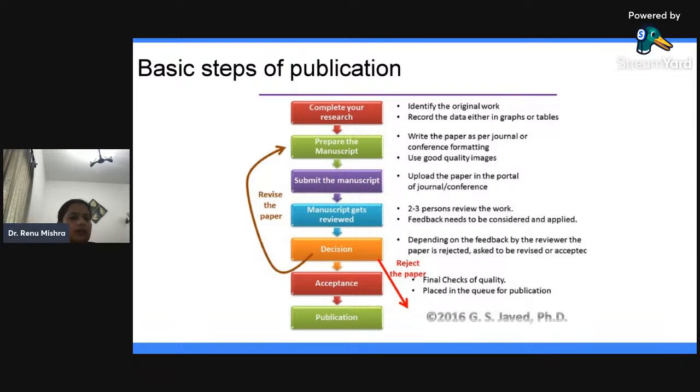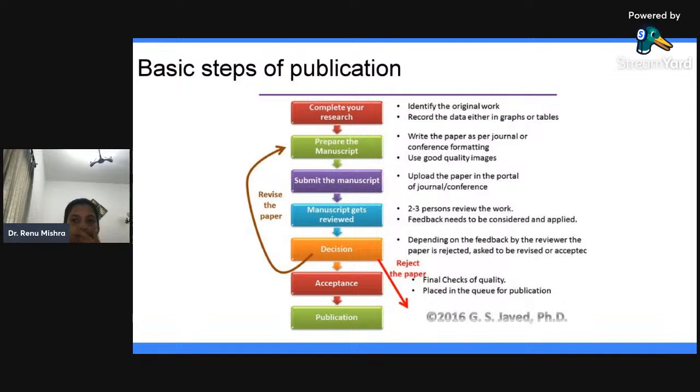Then the decision will be taken on whether any further revision needs to be made, or the paper is accepted, or the paper is rejected. If the paper is rejected, you can't do anything. If the paper is accepted, then it goes on to the final publication. Every journal gives you a particular timeline in which you need to submit the paper back. That takes time. Generally this is the time.